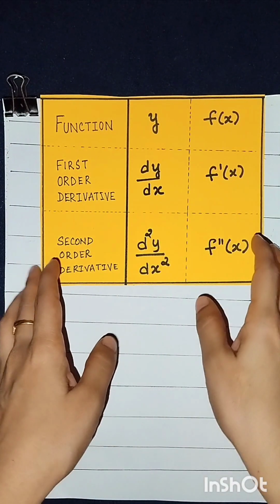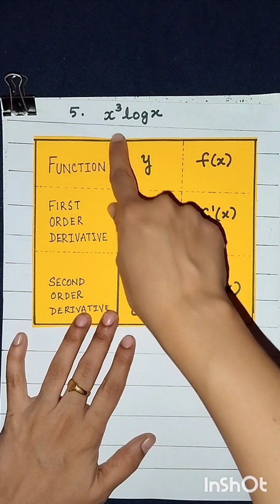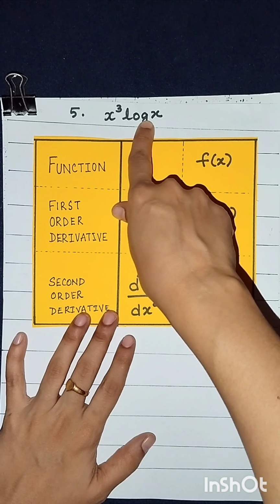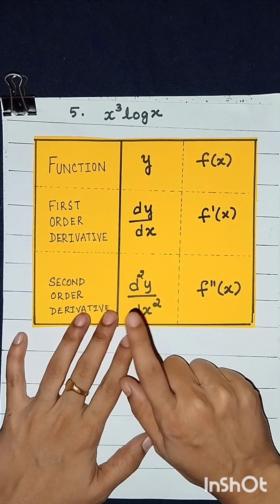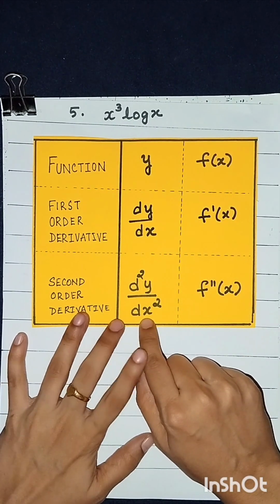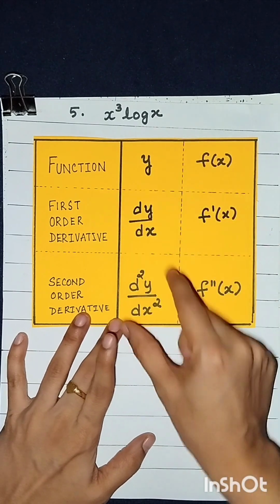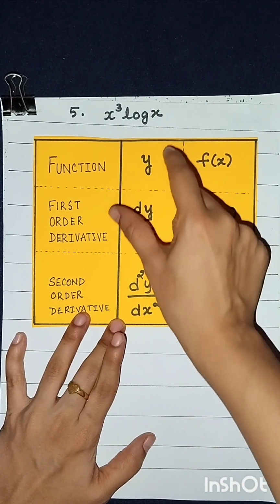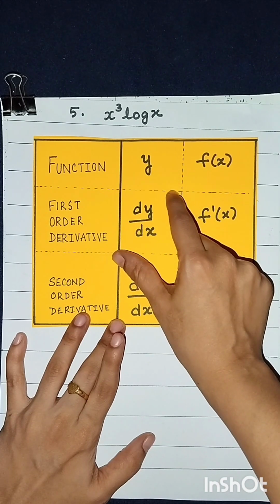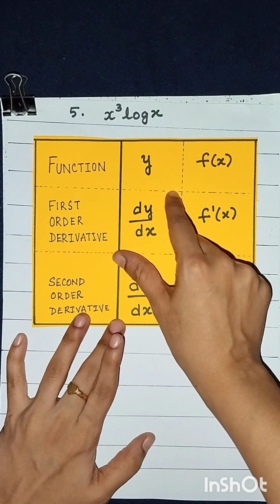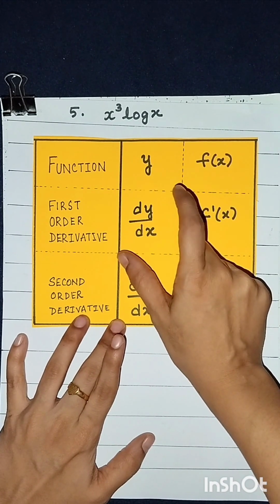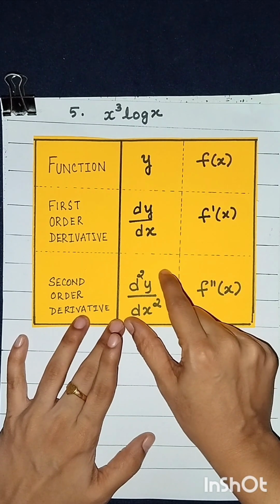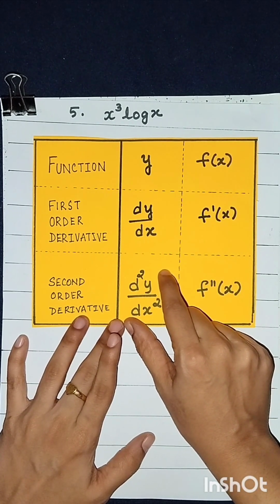So function y is given to us: x cube log x. We have to find d square y by dx square. So this is given to us and we have to find this. First we will differentiate and find the first order derivative, that is dy by dx. We differentiate again and then we will find d square y by dx square.